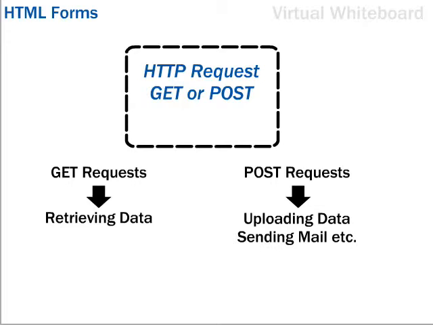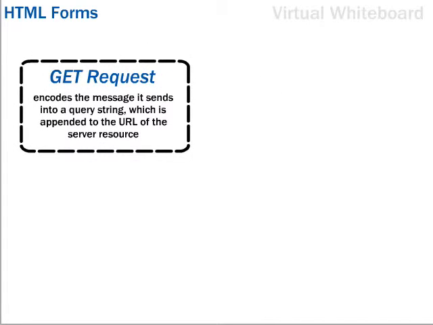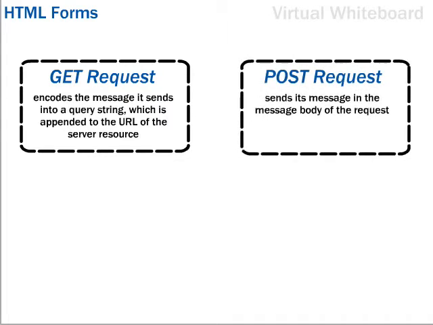Although there is a hint of truth behind this reasoning, it's helpful to keep in mind the differences between these two HTTP requests in terms of how they're constructed. A GET request encodes the message it sends into a query string, which is appended to the URL of the server resource. A POST request, on the other hand, sends its message in the message body of the request.